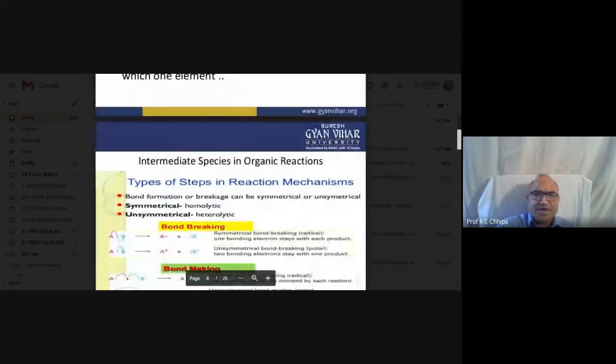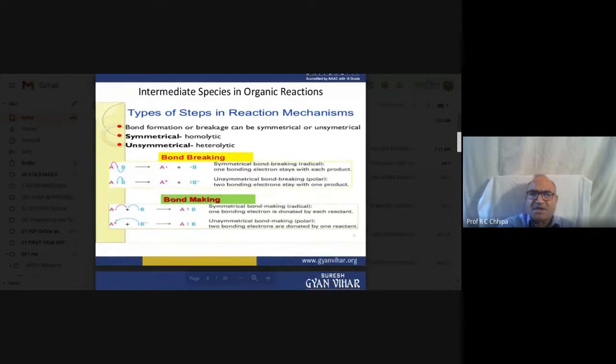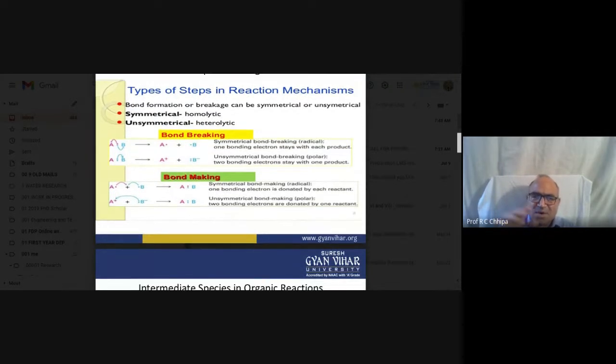So here we can say how a bond is formed. What are the steps in a reaction mechanism? Bond formation, and the breakdown of a bond earlier. The bond is broken in two ways, in covalent compounds with covalent bonding, in organic compounds. Then we have the organic reaction mechanism. What do we have? The steps. So how is a chemical bond formed?